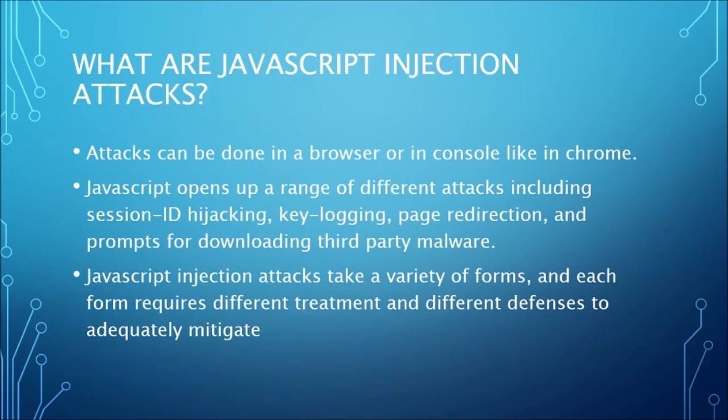I'll be explaining what JavaScript injection attacks are. These attacks can be done in a browser or in a console like in Chrome. JavaScript opens up a range of different attacks including session ID hijacking, keylogging, page redirection, and prompts for downloading third-party malware. JavaScript injection attacks take a variety of forms, and each form requires different treatment and different defenses to adequately mitigate. An example would be cookies. Cookies are often used to store session tokens. If an attacker obtains a user session cookie, they can impersonate the user.